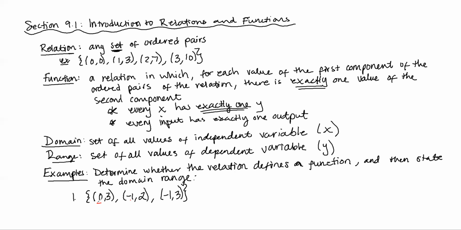So that one's good. If we take a look at the second point, we have a -1, which goes to 2, but we also have a -1 that goes to 3. So the problem here is that this x value of -1 has 2 different y values associated with it, which means that this is not a function.